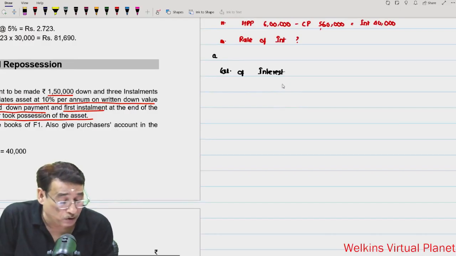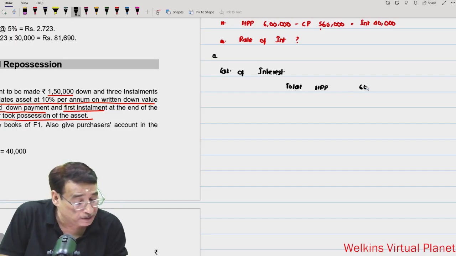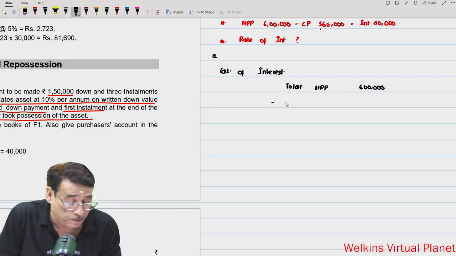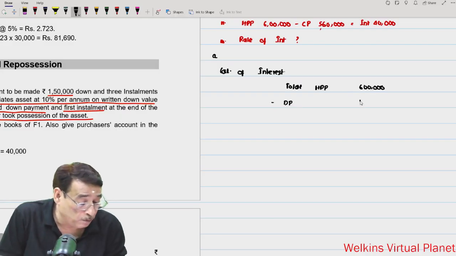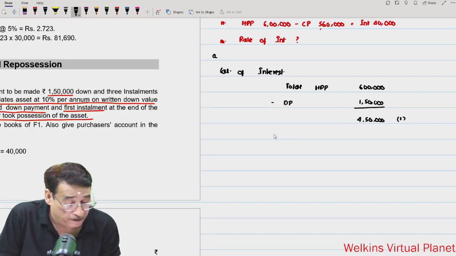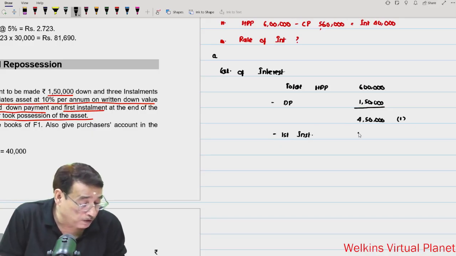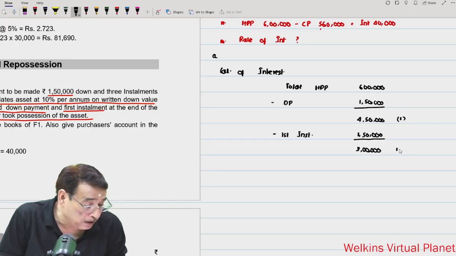Now, I told you, in order to compute the interest, first of all, I will have to write the total hire purchase price. What is the total hire purchase price? It is equal to 6 lakh. From the total hire purchase price, you subtract the down payment, 1,50,000. You will be left with 4,50,000. This 4,50,000 will be considered as the first balance. Correct? Then we will subtract the first installment, which is 1,50,000. We are left with 3 lakh. This 3 lakh will be considered as the second balance.